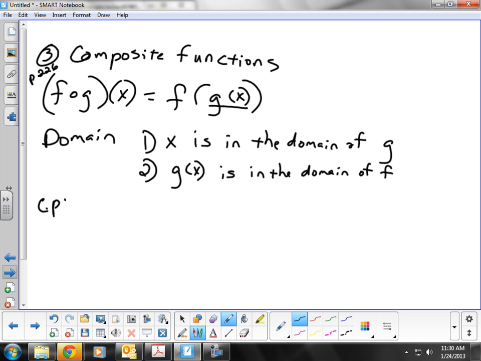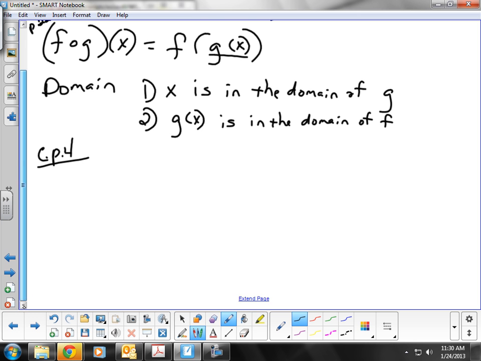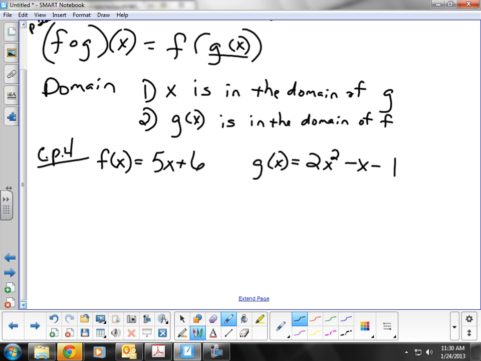So let's look at checkpoint 4 and talk about actually forming these composite functions and what that looks like. So if they tell me that f of x is equal to 5x plus 6, and that g of x is equal to 2x squared minus x minus 1. So part A says I'm going to do f compose g of x. Now remember what that means. I'm going to take the f of x function.